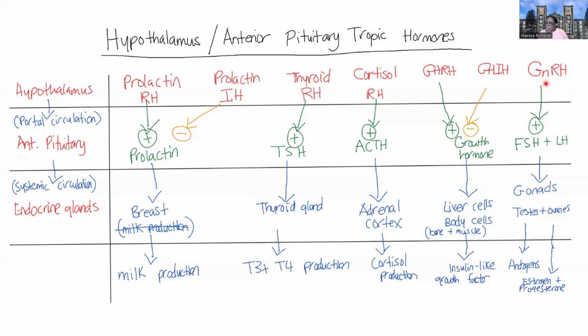And then lastly, the GnRH axis. This is the gonadotropin axis, so basically sex hormones. This stimulates FSH and LH production from the anterior pituitary. FSH stands for follicle stimulating hormone.